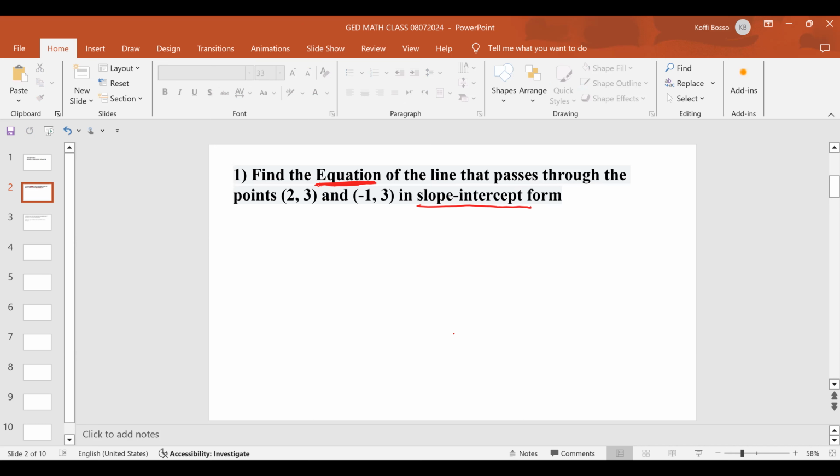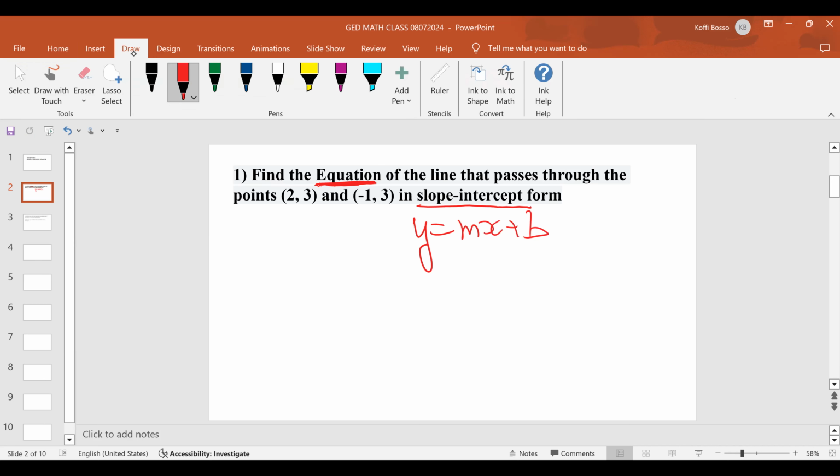Slope-intercept form. What form do we call slope-intercept form? Perfect. y equals mx plus b. That's the slope-intercept form for the equation. Okay, what you are saying, y2 minus y1, that is the slope formula. So there is a difference between slope and slope-intercept form. Slope-intercept form, okay, we have this.